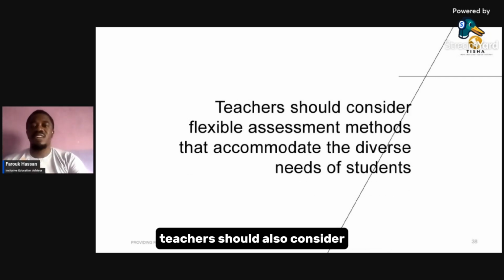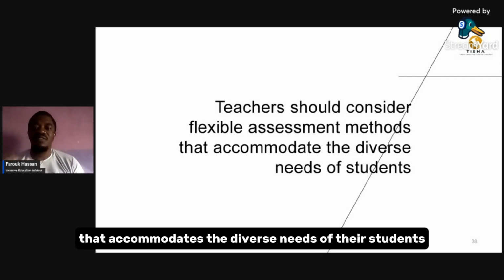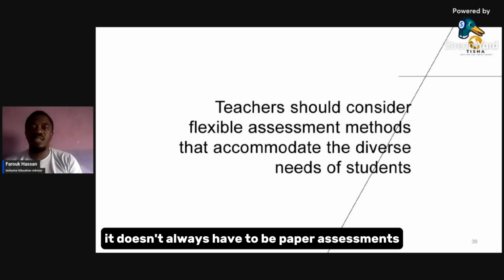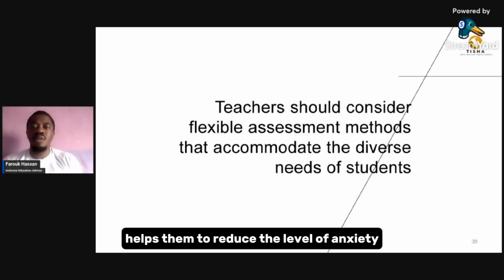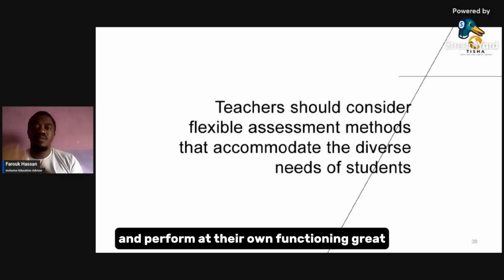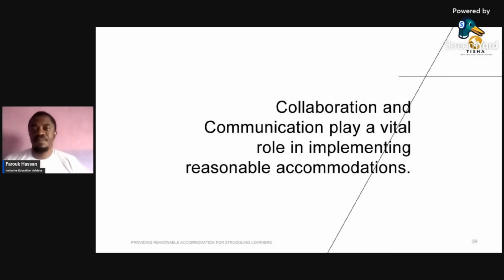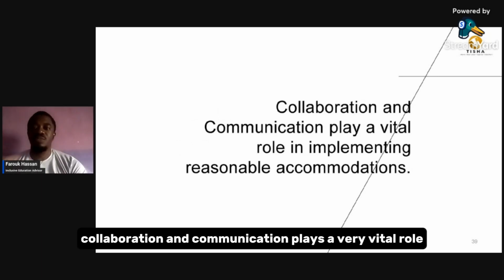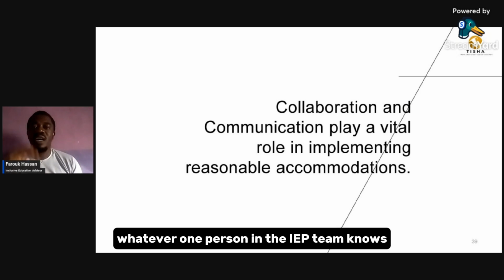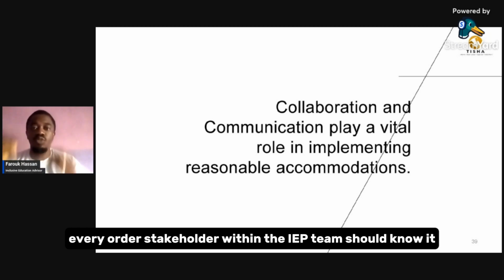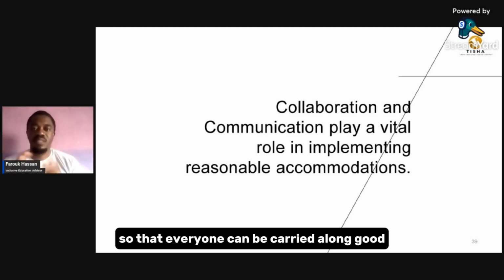Teachers should also consider flexible assessment methods that accommodate the diverse needs of their students. It doesn't always have to be paper assessments; it could be project assessment, presentation assessment, even dramatization. It helps them to reduce the level of anxiety and perform at their own functioning. Great. Also, like I mentioned, collaboration and communication plays a very vital role in implementing reasonable accommodation. Whatever one person in the IEP team knows, every other stakeholder within the IEP team should know it so that everyone can be carried along. Good.